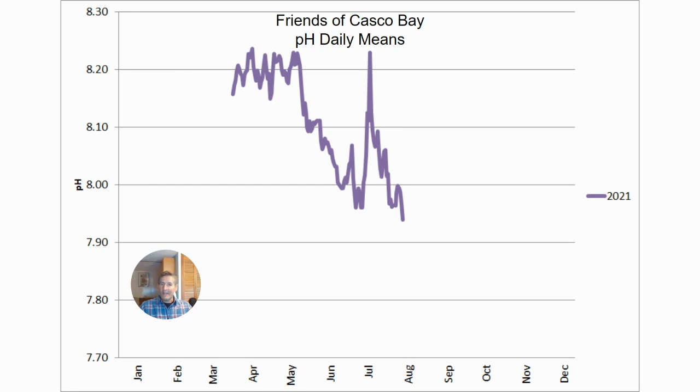Go to our website, cascobay.org, and look at the data we add. We'll be adding graphs just like this. We'll be adding graphs that compare site to site, year to year, and we can really start to see how the bay is changing, even on a short-term period like this, and perhaps try to find out what's causing those changes.